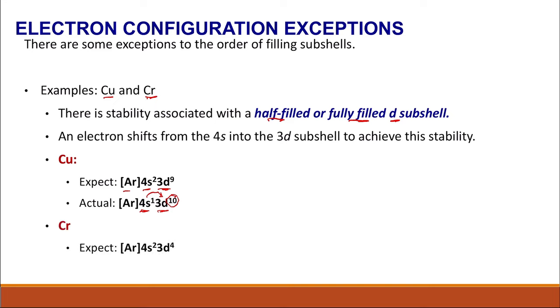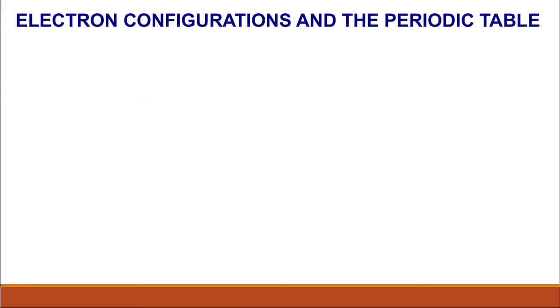Then chromium. For chromium we have argon as well, and then we have 4s2 and 3d4. So you would expect one electron to move from the 4s to the 3d to make it half filled. So the actual electron configuration of chromium is argon and then 4s1 and 3d5, because this is more stable.